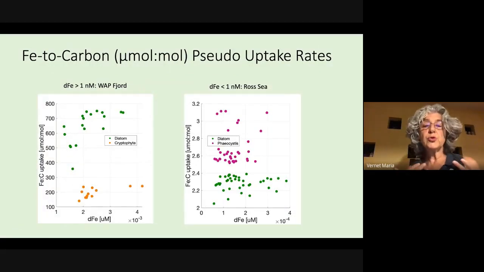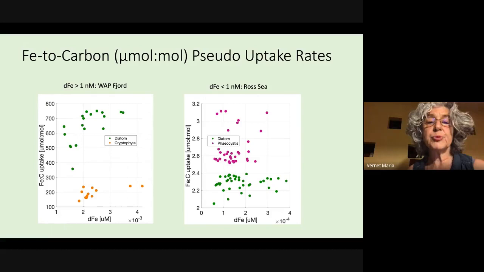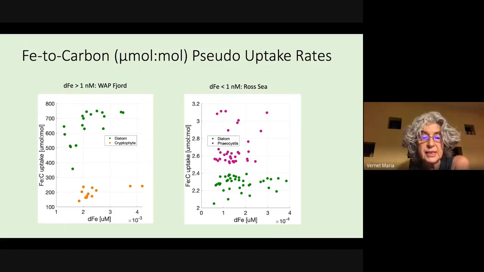And if now we use the same to estimate iron absorption to carbon, then we see even more interesting data. On the left is the Andvord Bay data, and on the right is the Ross Sea. The Ross Sea has a dissolved iron less than 1, and the WAP Fjord has more than 1 on average. And here is the same numbers, but this is 10 to the 3 and 10 to the 4 dissolved iron. The interesting features are that in the fjord, the iron to carbon uptake goes from 100 to 800. In the Ross Sea, goes from 2 to 3. So this is a difference of 100.